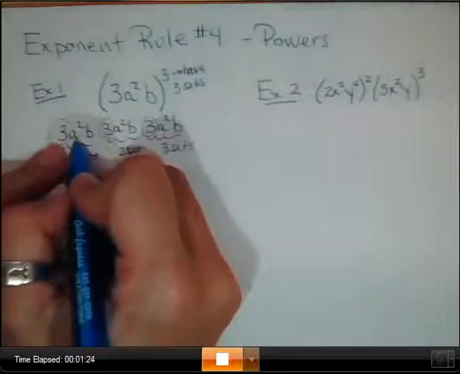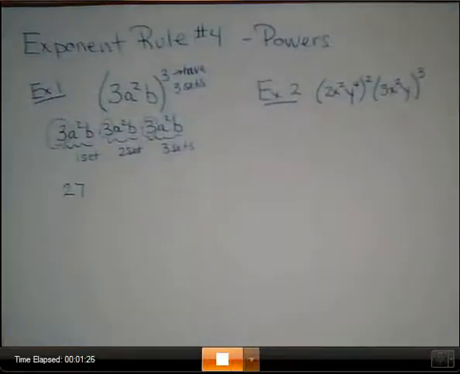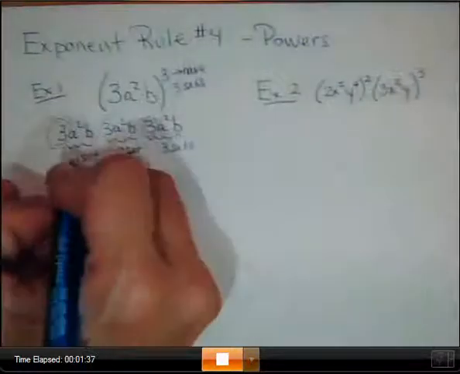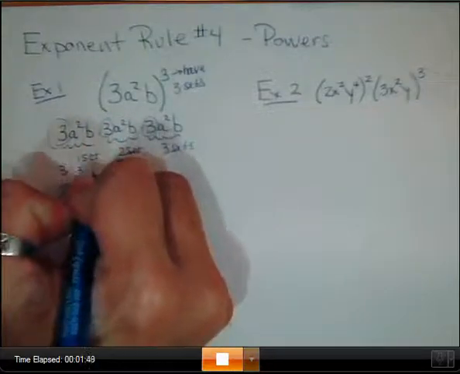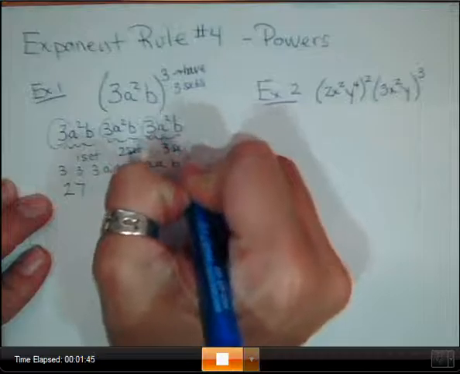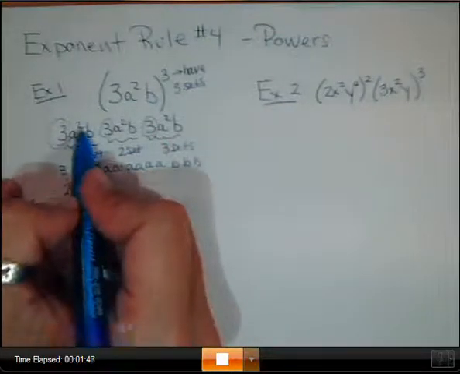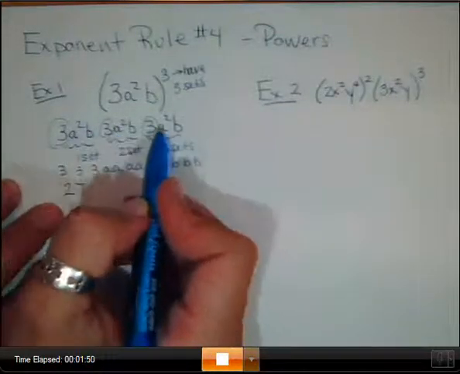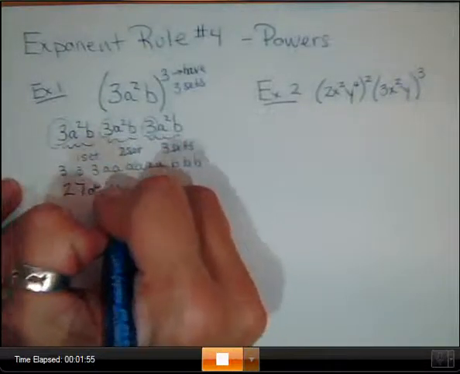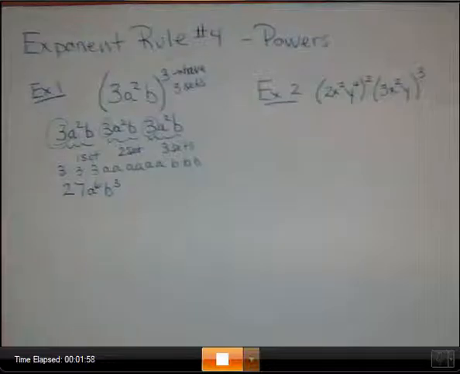I'd have two a's here. Now you can write this all out. You could write a and b, or you could count it. That is up to you. You could write it out like this: 3, 3, 3, a, b, b, b, or we can count them. We've got two here. Another two gives me four, another two gives me six a's, and then I've got one, two, three b's. And so that would be my answer: 27, a to the sixth, b to the third.